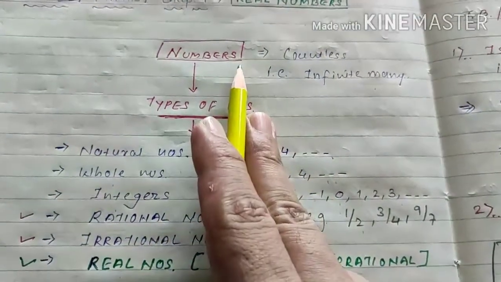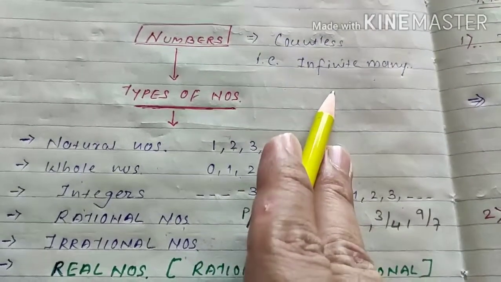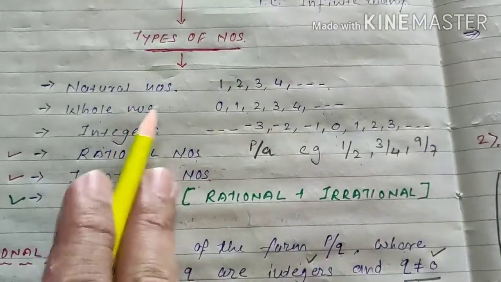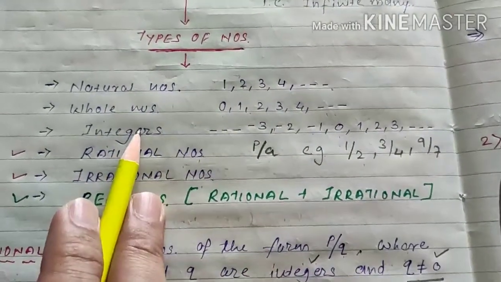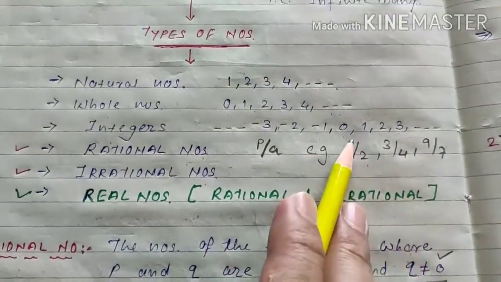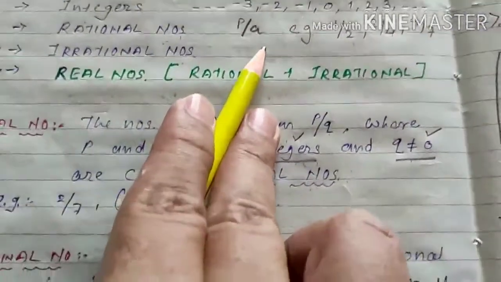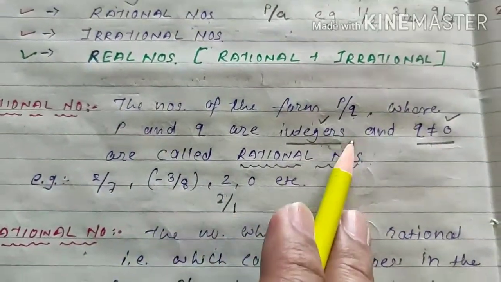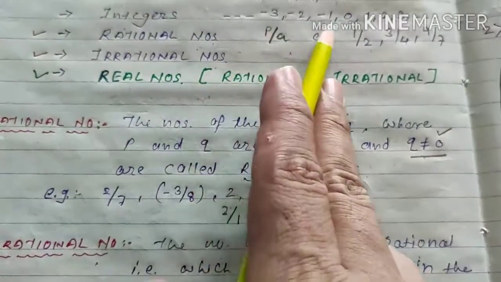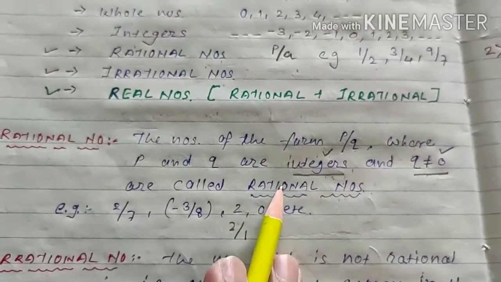So what are numbers? Numbers are countless, that is, infinitely many. We cannot count the numbers. Now the types of numbers, as we all know: the natural numbers start from 1 onwards, whole numbers from 0 onwards, and integers contain all negative and all positive numbers including 0. A rational number is a number of the form p upon q, where p and q are integers and q is not equal to 0.